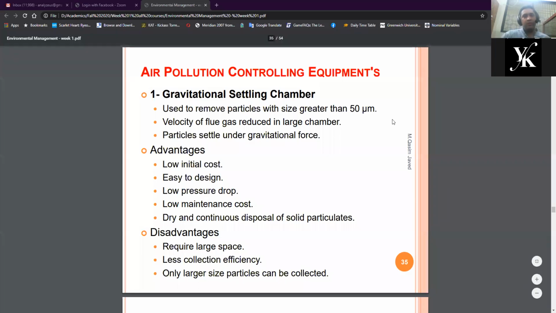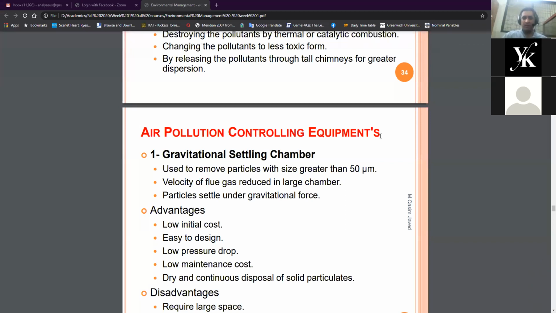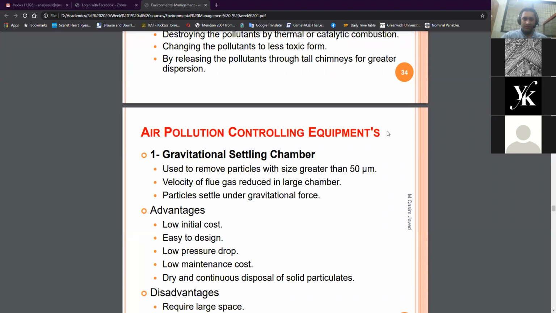Okay, today we will be discussing some techniques and technologies to minimize or control air pollution. As we cannot completely eliminate air pollution, we can use certain techniques or approaches which can help us minimize the damaging effect or the quantity of air pollution. So, we will discuss this.